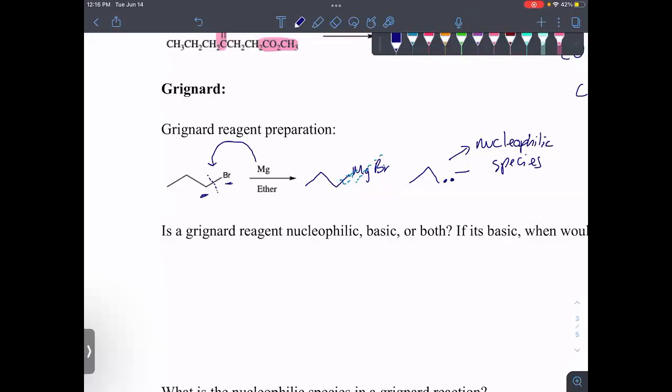You can think of it as an ionic bond. So you can think of the MgBr as a positive and the carbon as a negative. So instead of writing the MgBr, we can just cut it off and imagine this. So that's the same thing. Where's it going to attack? Carbonyls.